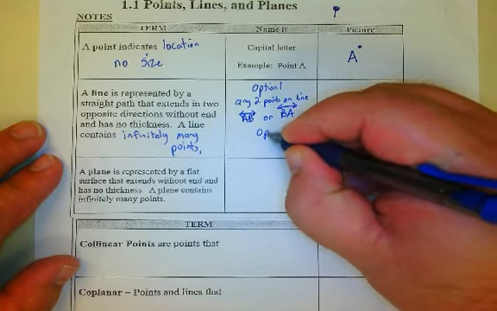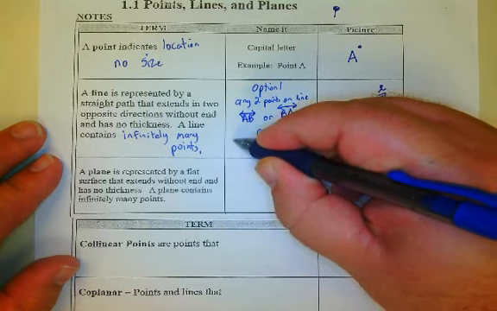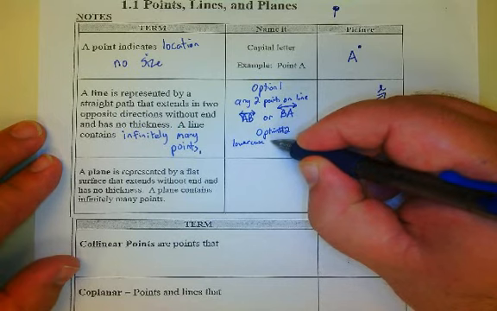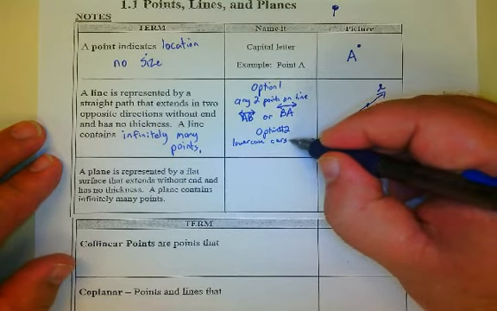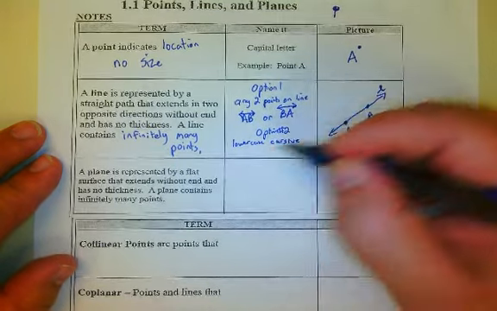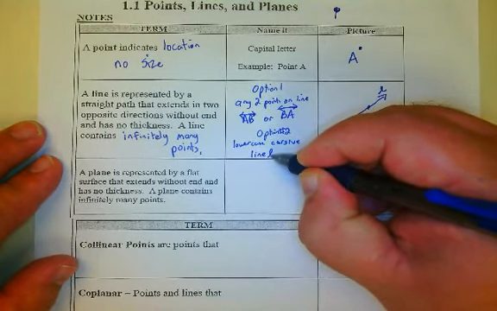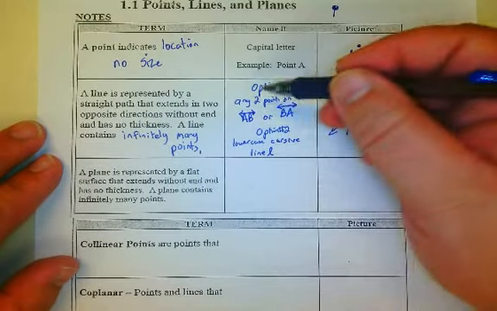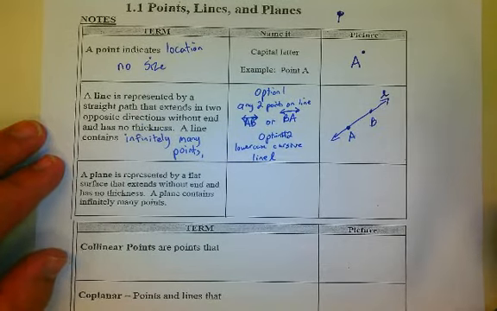And then finally, option 2, another way to name it is to use a lowercase cursive letter. It should be cursive. If you don't know how to write in cursive, then don't label it with a cursive letter. That's all you got to do. Lowercase cursive, which would be like line L, like so. So those are the 2 ways. Either 2 points on a line, like AB, or you can name it just by the lowercase cursive letter.